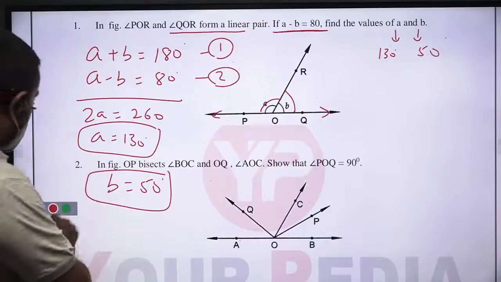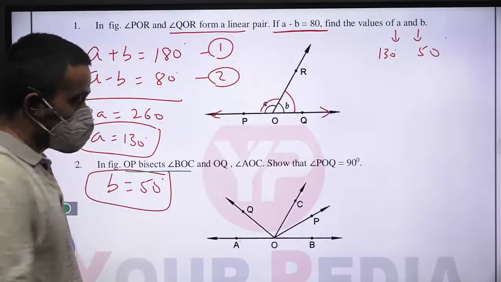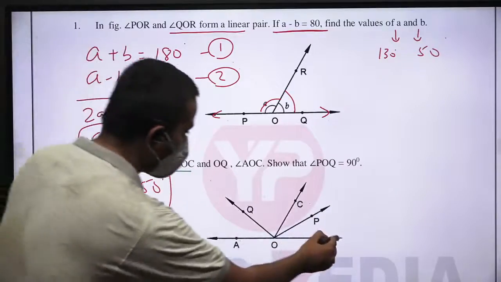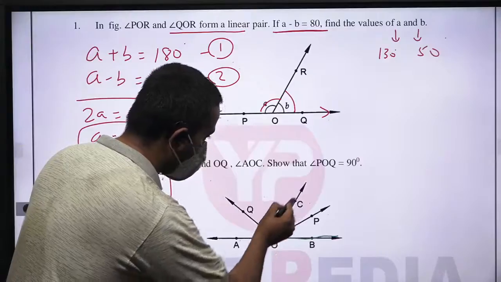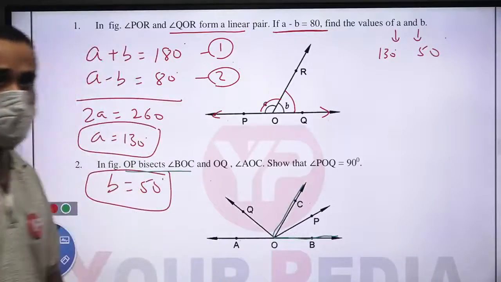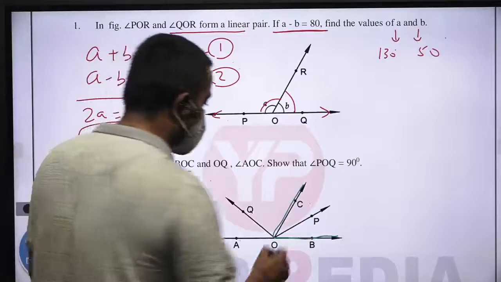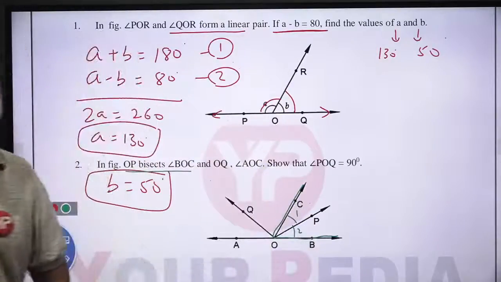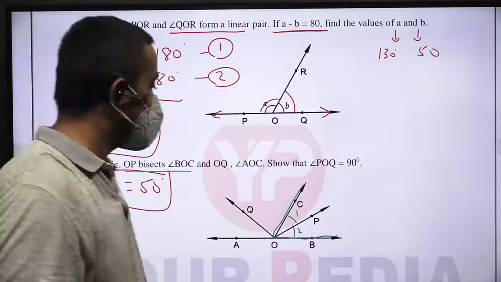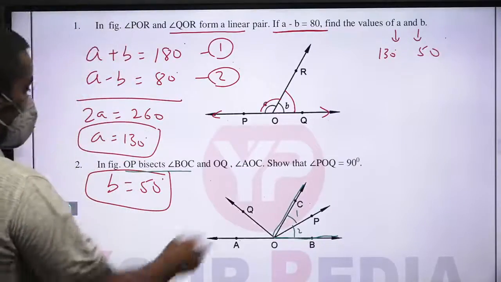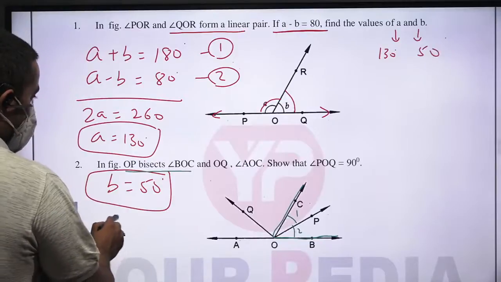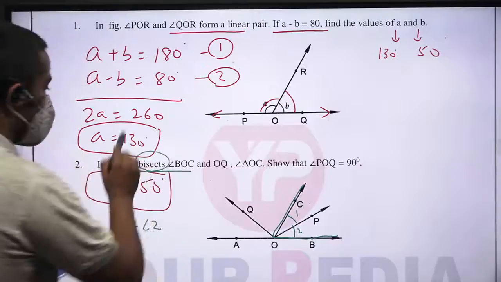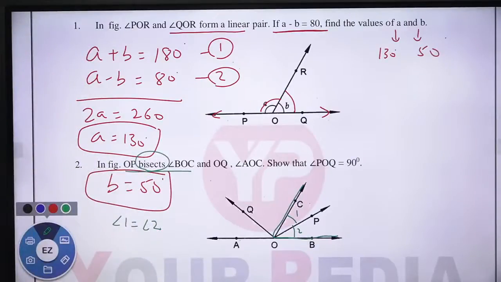Next, OP bisects angle BOC. If ray OP bisects BOC, then this is BOC, and it is bisected. Bisect means two equal parts, trisect means three equal parts. So that means this is angle 1, this is angle 2. Of course, angle 1 and 2 are adjacent angles. And if they are bisected by the common ray, angle 1 will be equal to angle 2 because they are bisected. So that will be two equal angles.